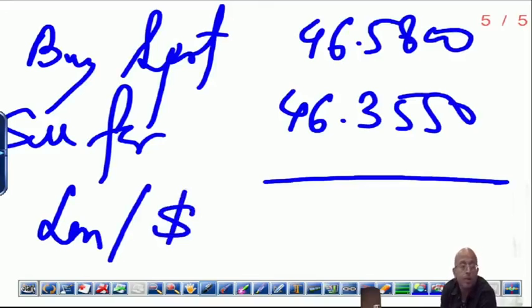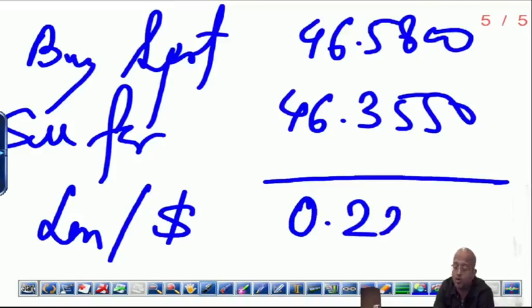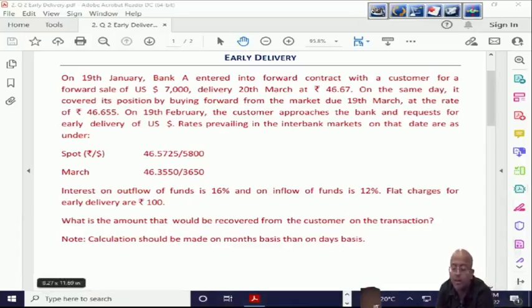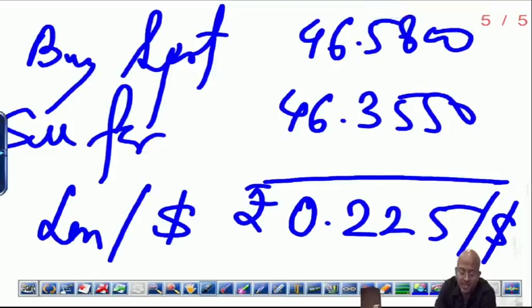What is the loss? We are buying at a higher rate, selling at a lower rate. SBI is buying spot at a higher rate and selling at a lower rate. The loss is 0.225 rupees per dollar. And what was the amount involved? The amount involved was 7,000. So swap loss is 7,000 into this.